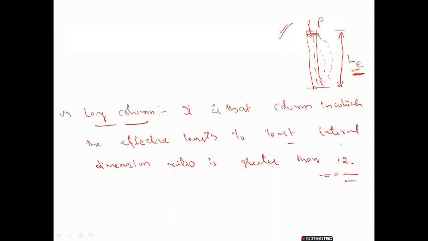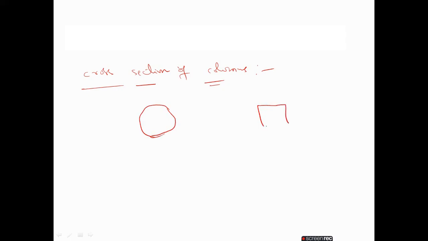I will explain clearly. Coming to the cross sections of columns, if I take a cross section, columns are available in different cross sections. Anyway, first I will take a circular cross section, as well as the rectangular cross section.